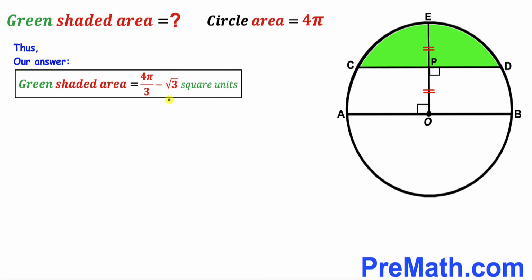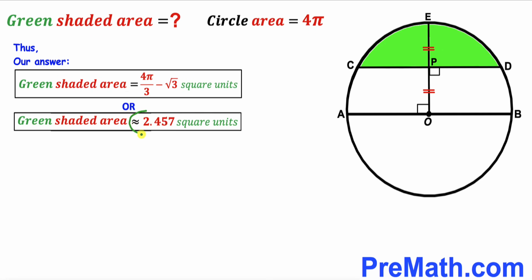So thus after all the calculations and manipulations, the area of this green shaded region turns out to be 4 pi divided by 3 minus square root of 3 square units. And that's going to be approximately equal to 2.457 square units as well. And that's our final answer.